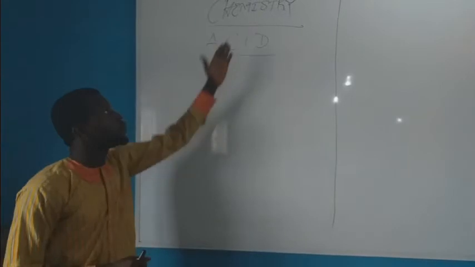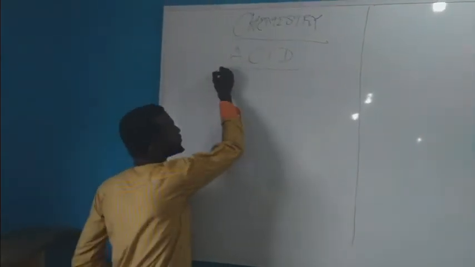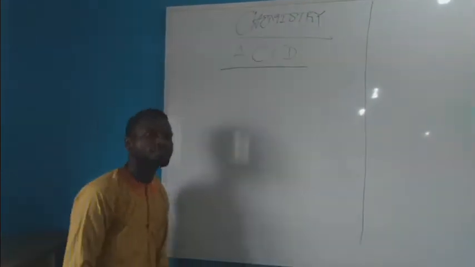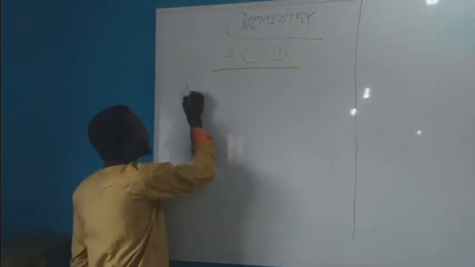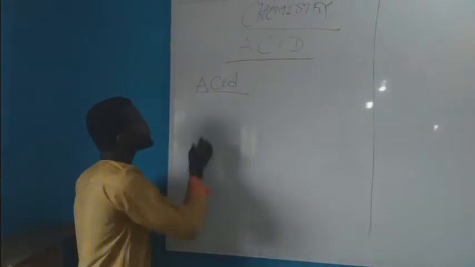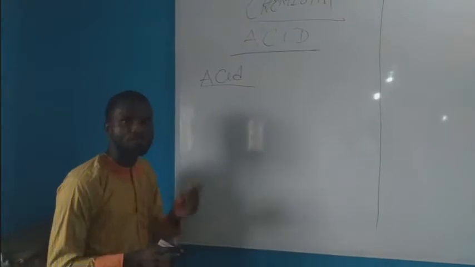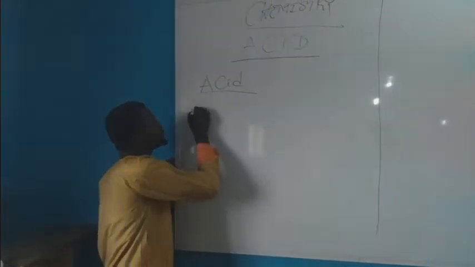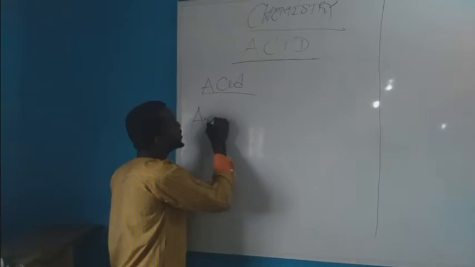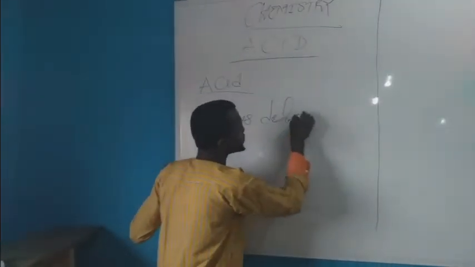Today, we'll be talking about chemistry. Now we shall be looking at the concept of what? Acid. Now, under the concept of acid, we'll look at different pioneers that postulated different definitions in respect of acid. The first we shall look at is the Arrhenius definition.